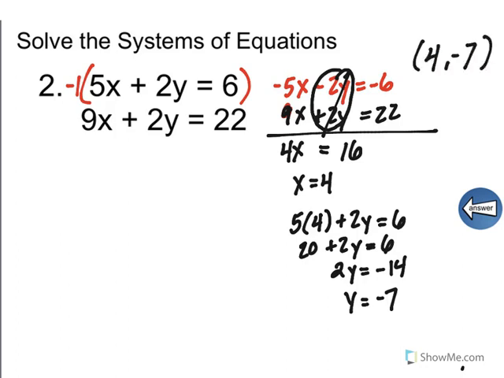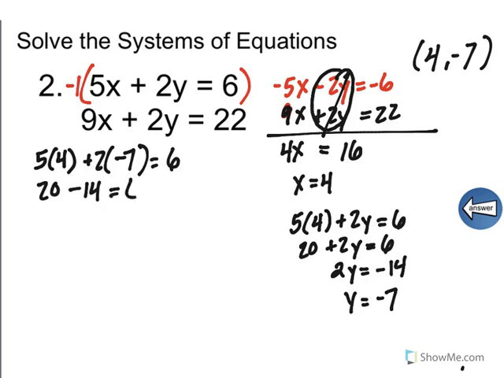Now I want to check it in both of my original equations, so I'm going to go back. Even though I've already used the top equation, I'm going to check it anyways. So 5 times 4, there's my x, plus 2 times negative 7, that's my y, equals 6. 20 minus 14 equals 6, and 20 minus 14 is 6, so we're good there.